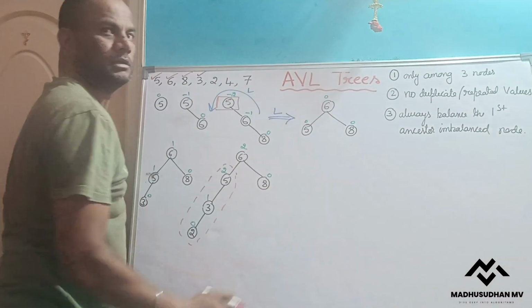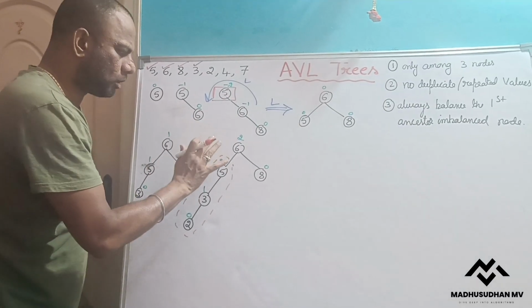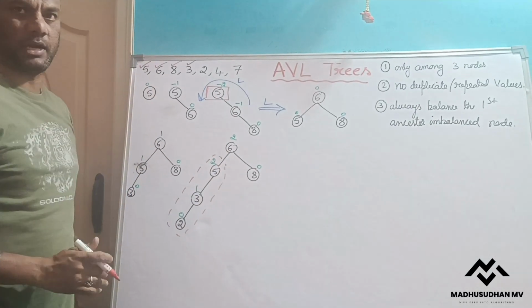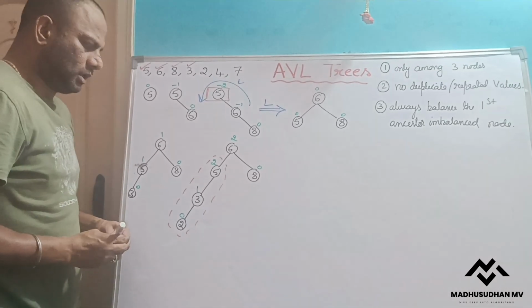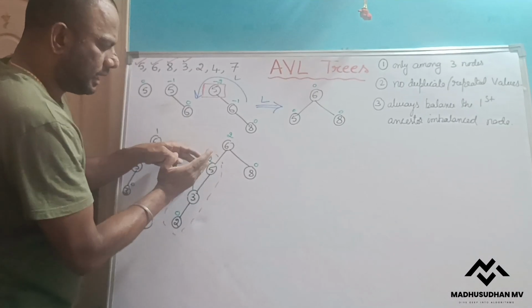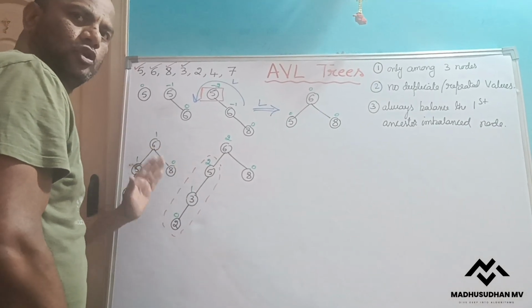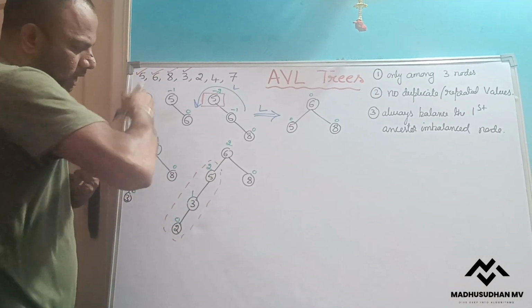We cannot apply rotation on 4 nodes; we need to apply it on a maximum of 3 nodes. Now, why is this node imbalanced? Because I did left of left. So to compensate, what do I have to do? I have to do a right rotation.